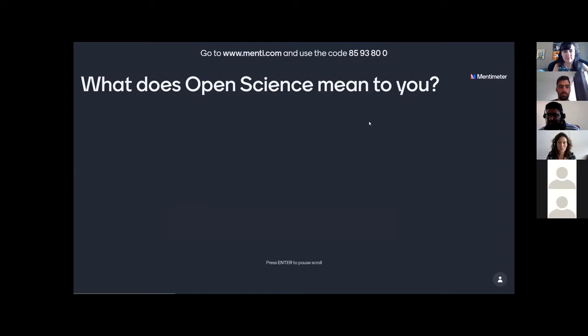So please, if you could go to mentimeter.com and type in the code, which is above here on the screen, and then type in your opinion or your view about open science. Please go to www.mentimeter.com, and there is a code here, which is 8593800. You should type that code in, and then you can answer the question which appears to you there at mentimeter.com.